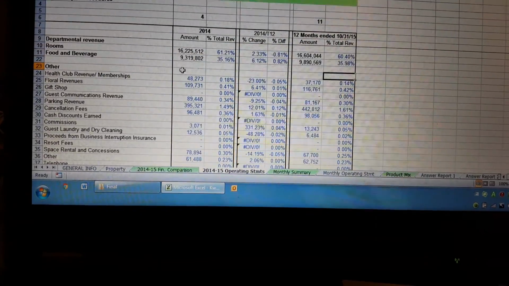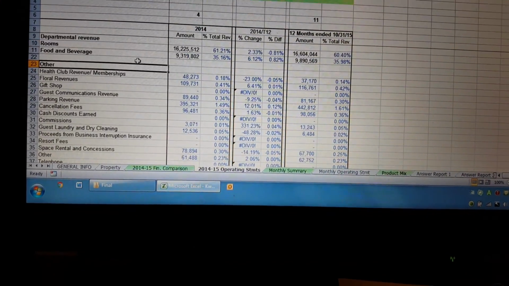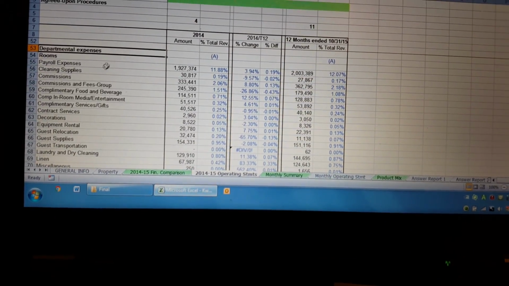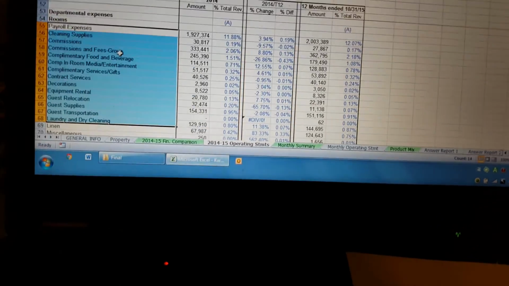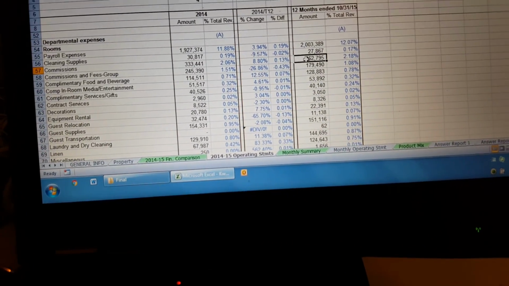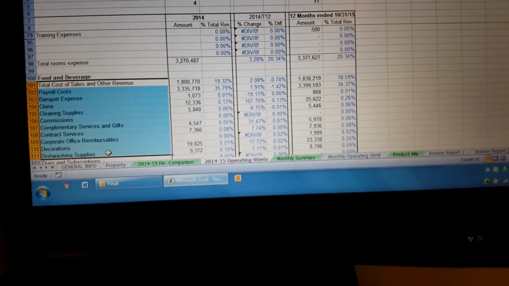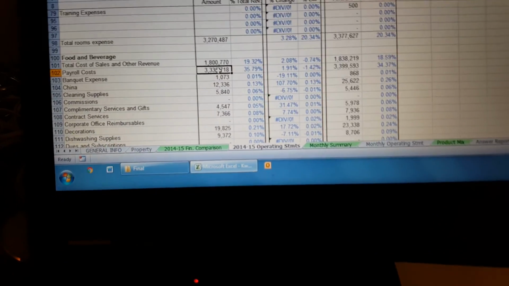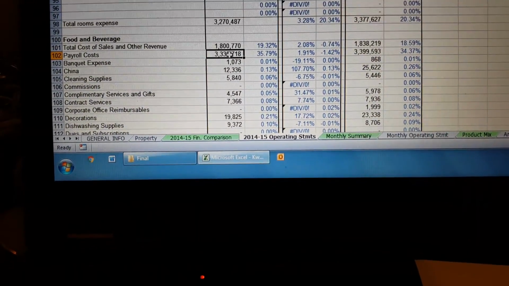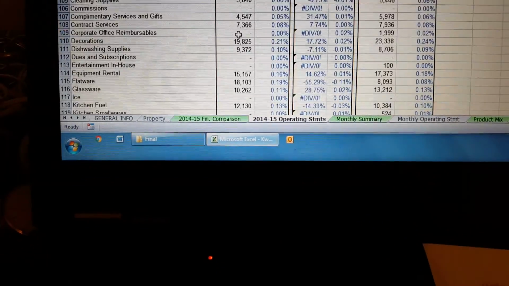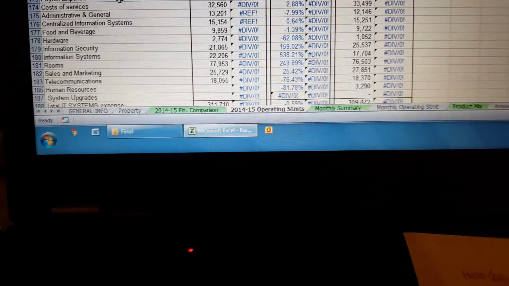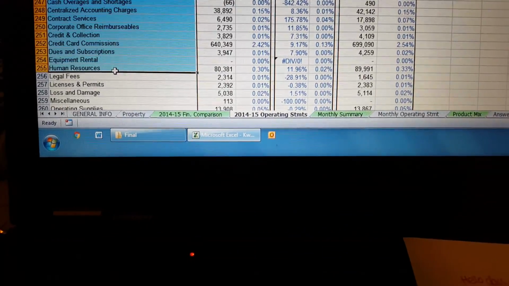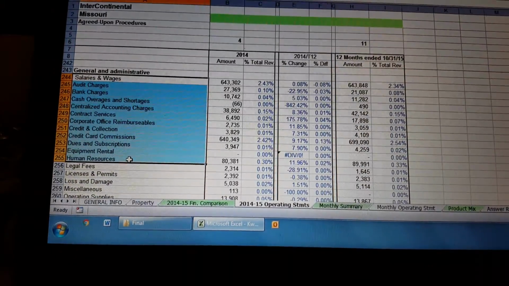And so as you can see, this is revenue: rooms, food and beverage, other departmental expenses for rooms. These are all the expenses for rooms from 2014 to 2015. For food and beverage from 2014 to 2015, payroll is the highest cost, hence the chefs, all the payroll, and other expenses such as IT systems. This is G&A, and these are all the accounts for G&A that this hotel uses.